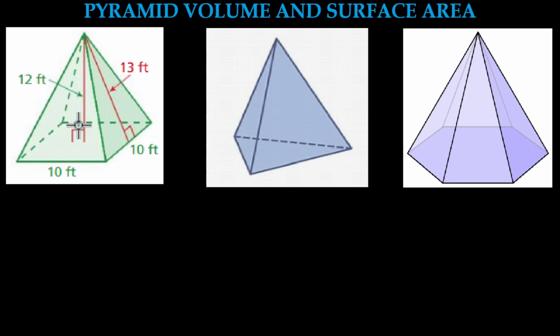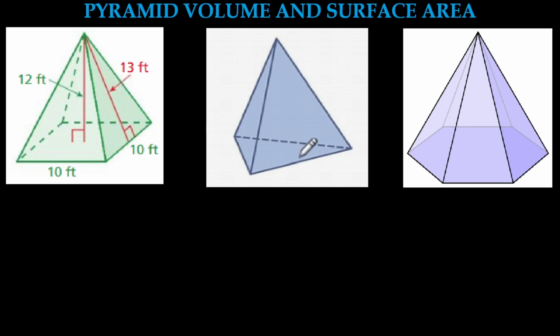Each of these three pictures here represents a different type of pyramid, and the type of pyramid is determined by the base. So in this case over here, we have either a square or a rectangular base. This one's square, and each of the triangles, when you have a square base, are going to be equal. So for finding the surface area of this one, each triangle would be equal.